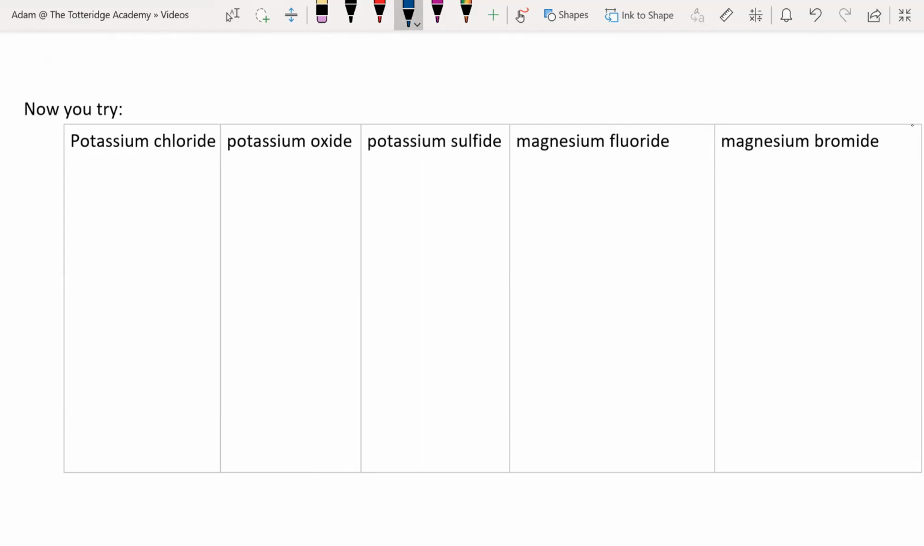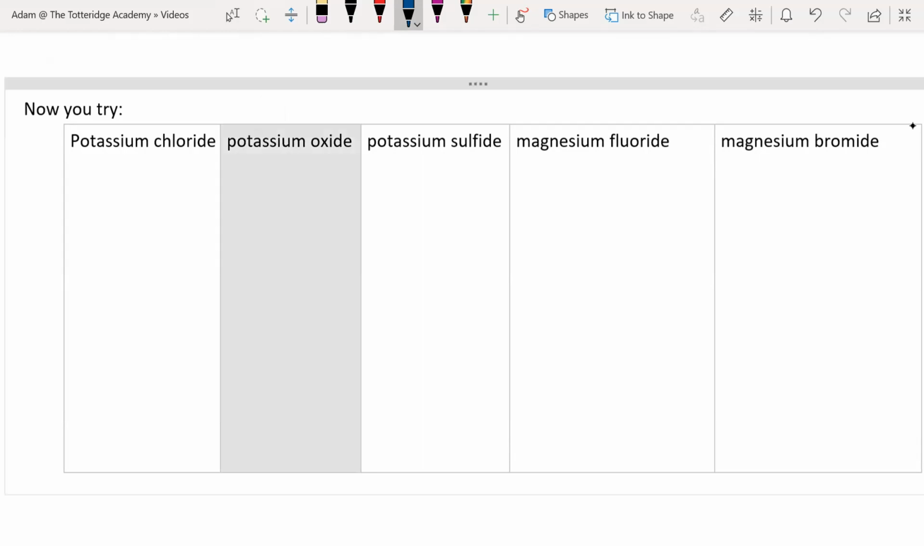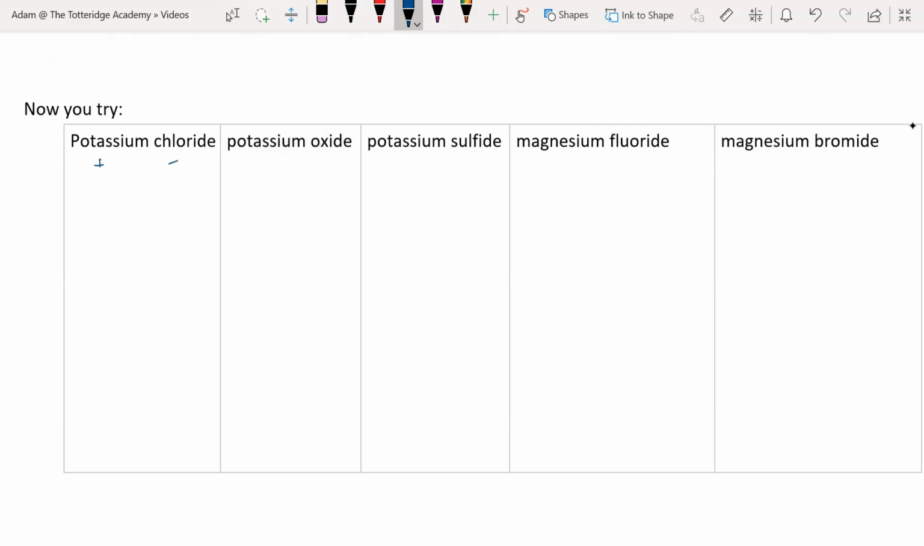So potassium chloride, I've got my positive column, my negative column. I'm going to have a K+ and a Cl-, which leaves me with 1+ over here, 1- over there, which gives me KCl, like so.